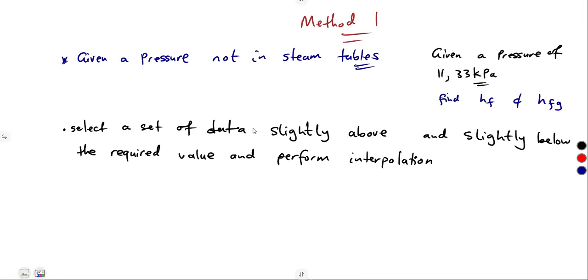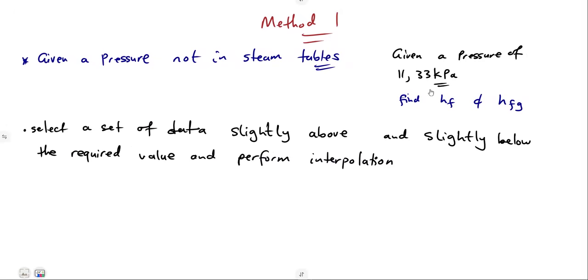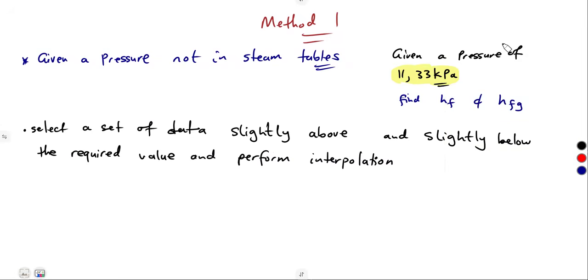If we are given a condition like this, where we've got a pressure that we are going to use as an example, which is 11,33 kilopascal, there are so many things that we can determine from the given pressure. Like we saw, we can have the value of TS, the value of VG, the value of HG, SF.